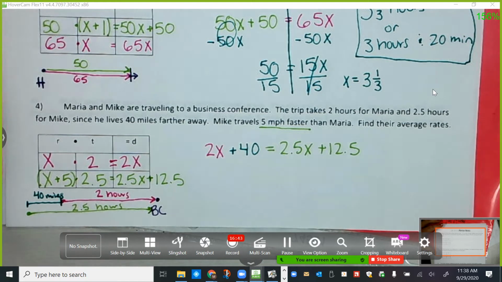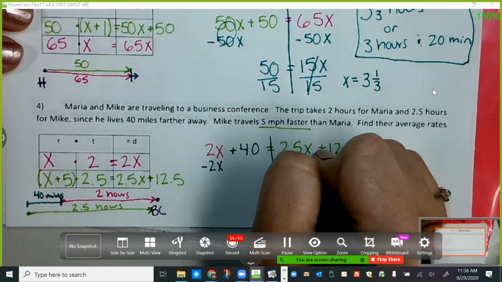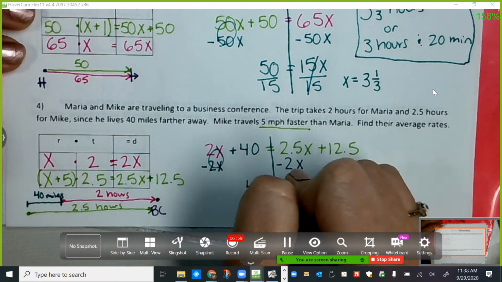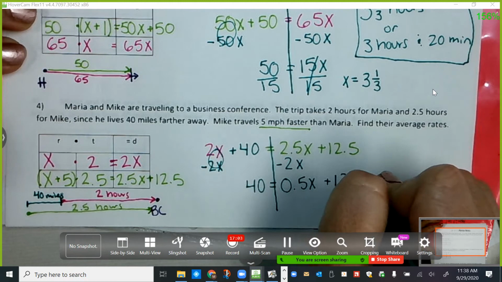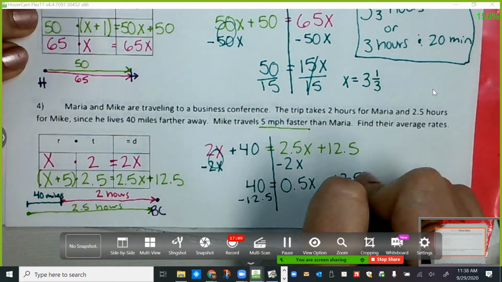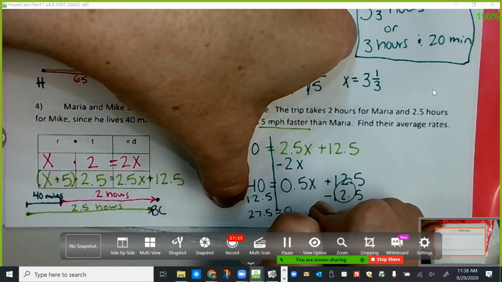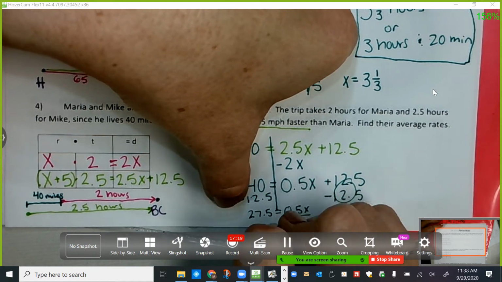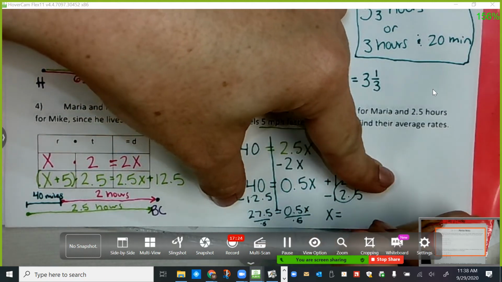Okay, so now how do I solve this? Minus 2x on both sides. And then minus 12.5. So then you said minus 12.5. What does that give me? 27.5. And then divide by 0.5. And x equals what? 55.